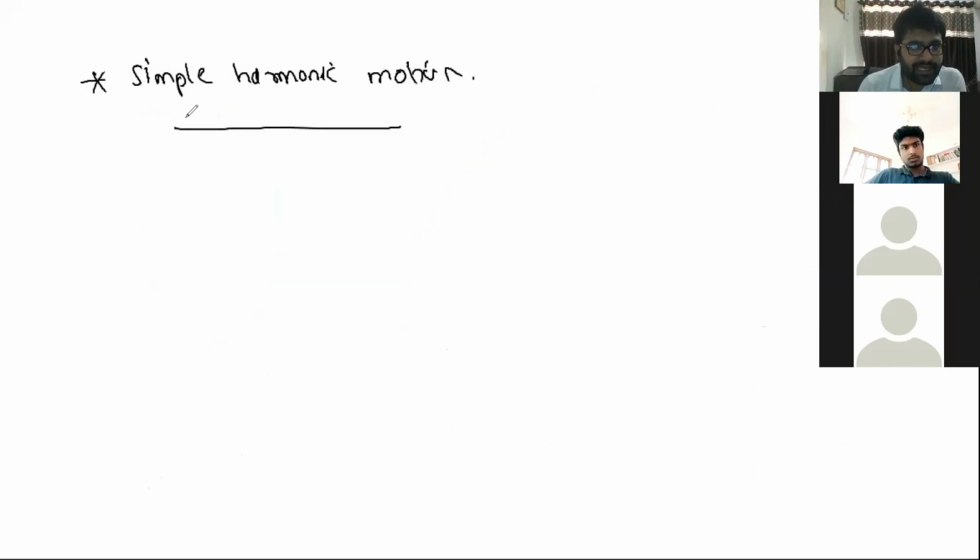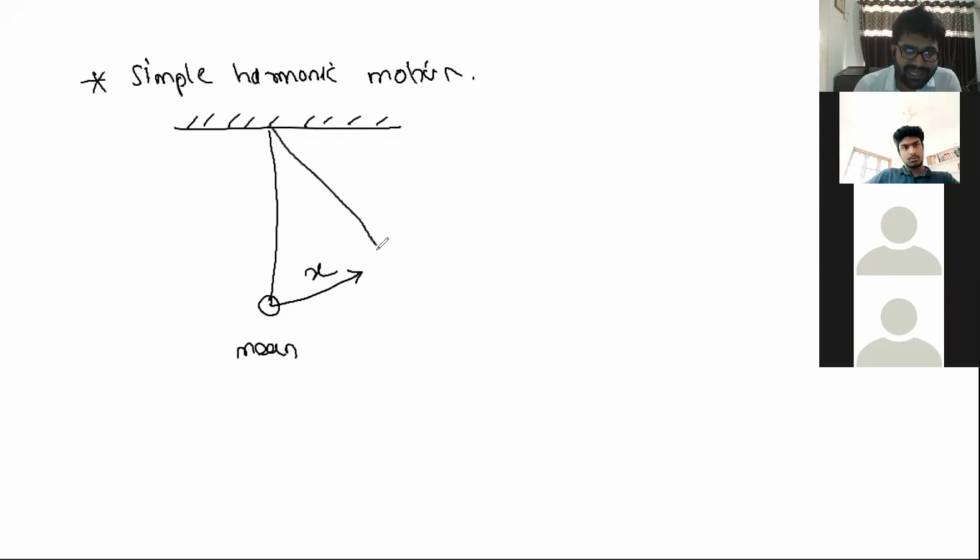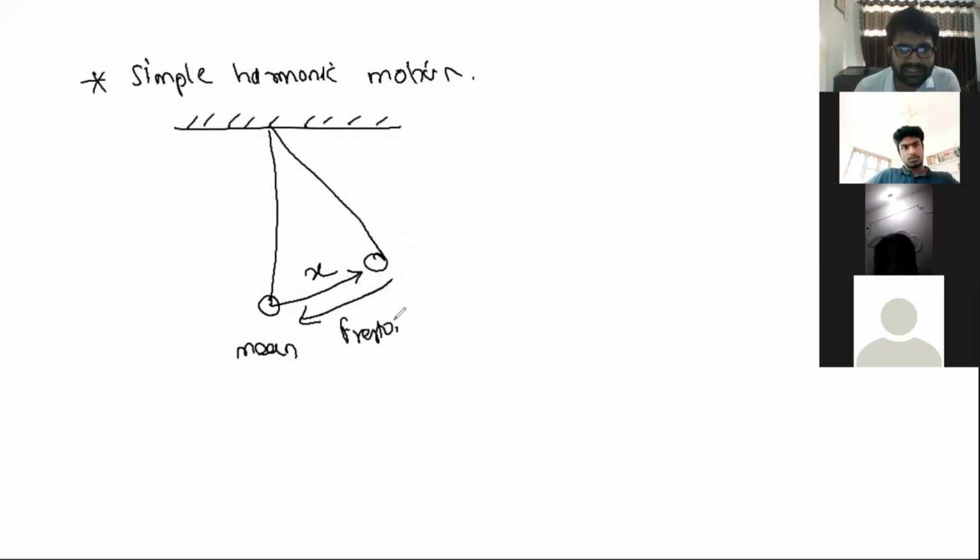So suppose we have a particle which is at this position, the mean position, the equilibrium position. Tell me one thing: if you displace the particle towards the right by displacement x, what do you think will happen? Will the particle stay here forever? No, right? Because you have displaced this pendulum, it will always try to restore itself. There will be a restoring force in the opposite direction.